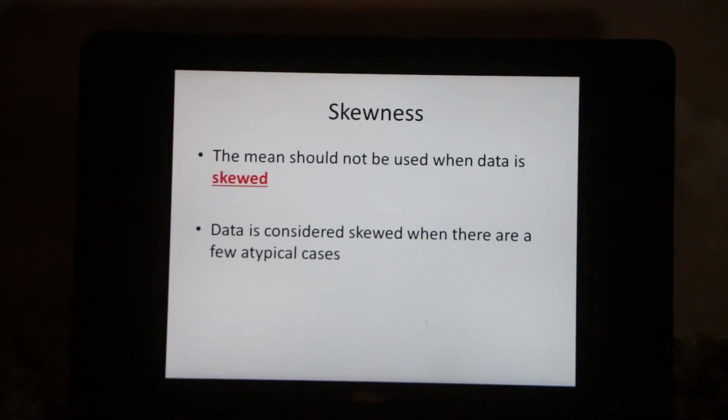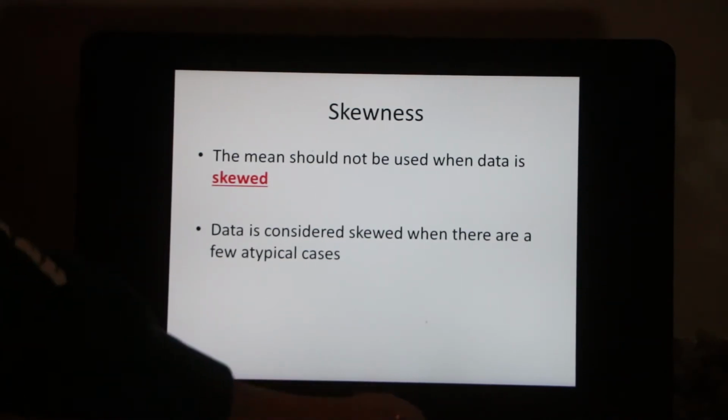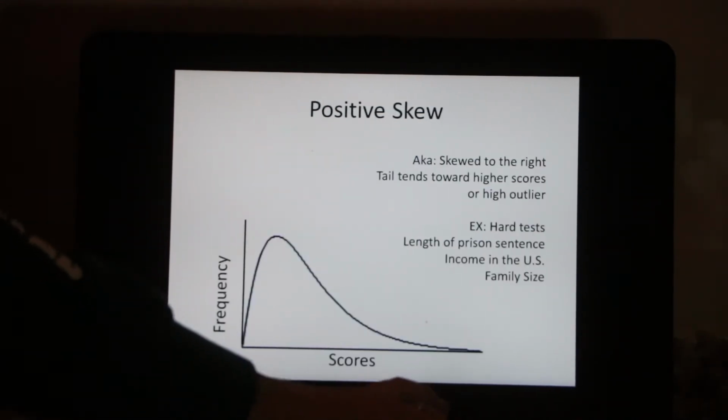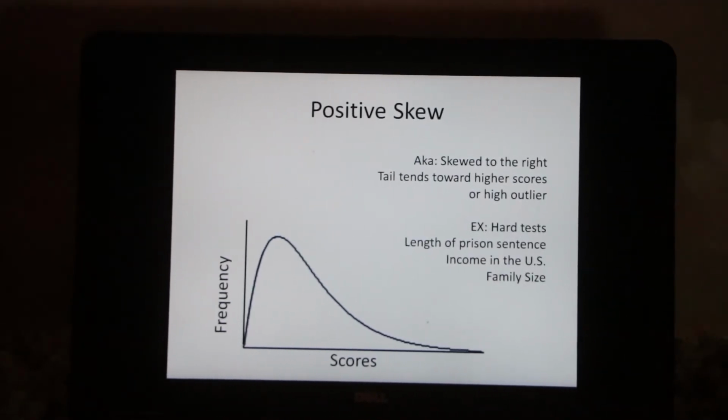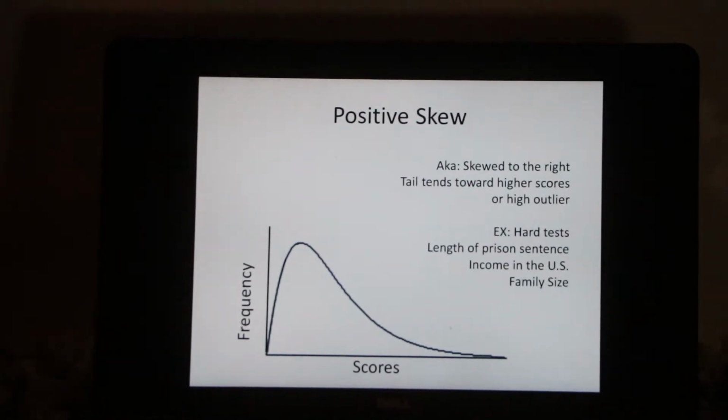So that's what we mean when we say skewness or skewed. The mean is not as useful when you have data that's extremely skewed by an outlier or a few outliers like that, in atypical cases basically. There are two kinds of skews I want you to be aware of: positive skew or negative skew.